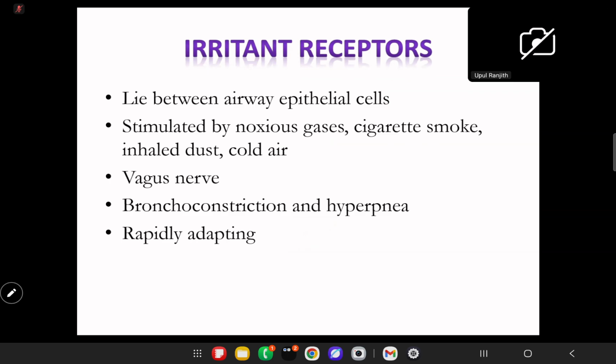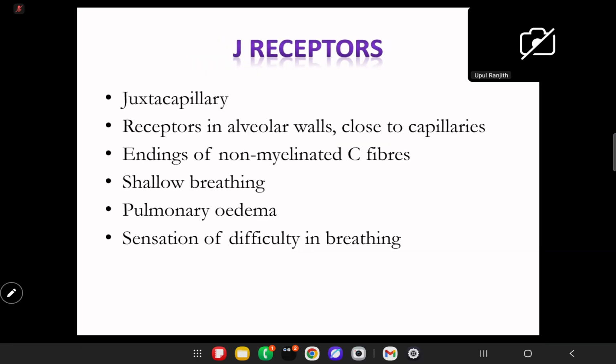Then there are irritant receptors that lie between airway epithelial cells, stimulated by noxious gases, cigarette smoke, inhaled dust, cold air. The impulses are carried by the vagus nerve, and it will cause bronchospasm and hyperpnea sometimes. And they are rapidly adaptive. That means if you continue to smoke, these reflexes will be abolished.